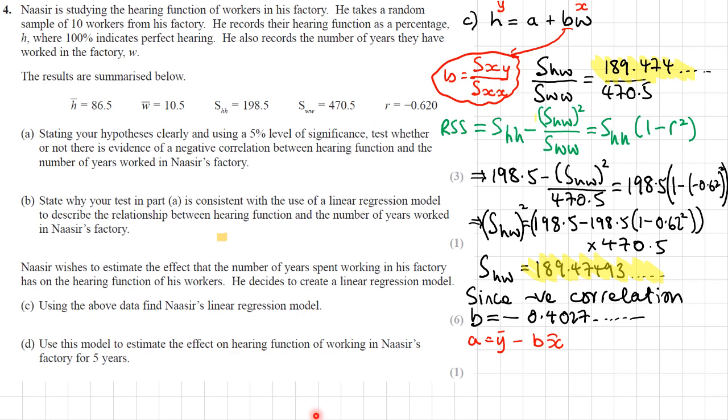Now we're going to move on to finding the value of a. From the formula book, that's equal to the mean of y minus b times the mean of x. Changing that to the letters that we're using, a is going to be the mean of h minus b times the mean of w. So we've got the mean of h and the mean of w, so a is going to be equal to 86.5 minus the b that we worked out, that's negative 0.4027 and so on, times the mean of w, which is 10.5.